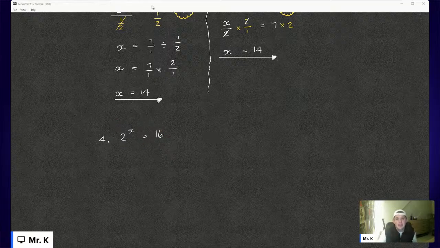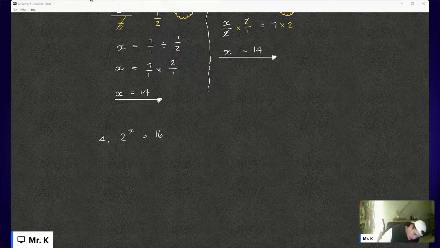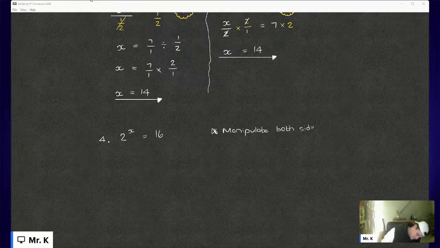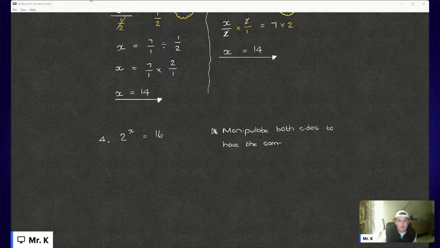Now, this is an example of an exponential equation where we don't have anything else to worry about other than the exponential part itself. So when I'm given something like this, 2 to the power of x is equal to 16, grade 9s, the goal whenever I work with an exponential equation is to manipulate both sides to have the same base. Okay. You can make a note about that, but this is your golden rule. You want to manipulate both sides to have the same base.